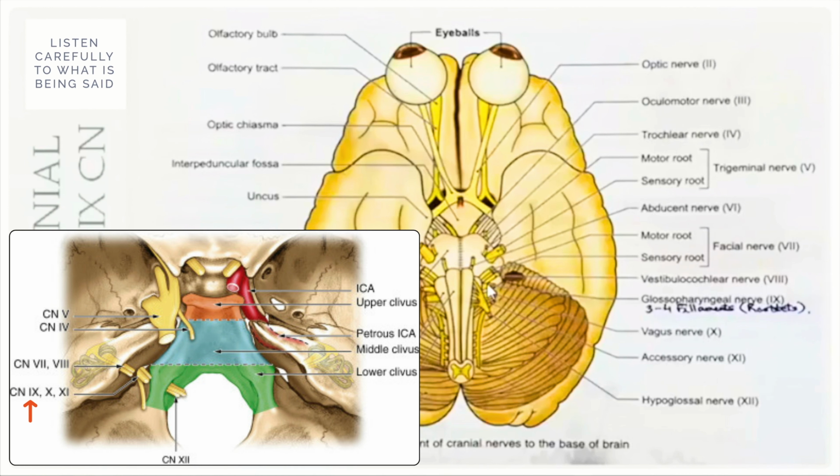Remember where it is emerging? It is in the posterior cranial fossa, right? The brainstem rests over the clivus. So it is emerging in the posterior cranial fossa, and it will ascend upwards, forwards, and laterally to move towards the jugular foramen. So throughout its course, it stays within the posterior cranial fossa.